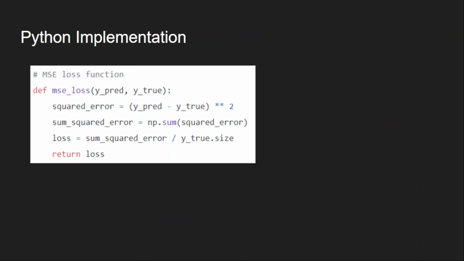Now let's look at the Python implementation. The code is very simple. You can implement it in just a couple of lines using NumPy. You take the difference, square it, then you take the sum of them and divide by the number, and you will get the mean value. So that's it.